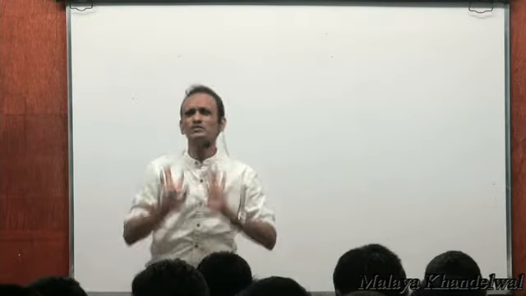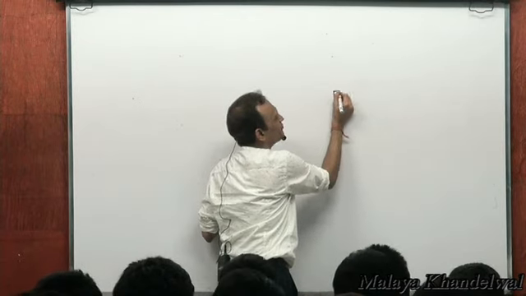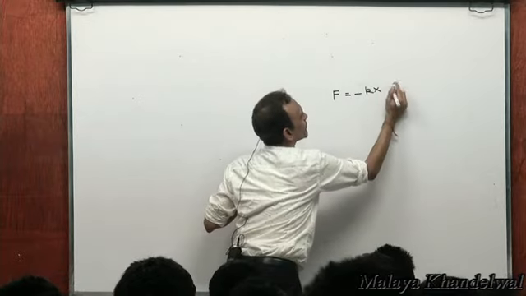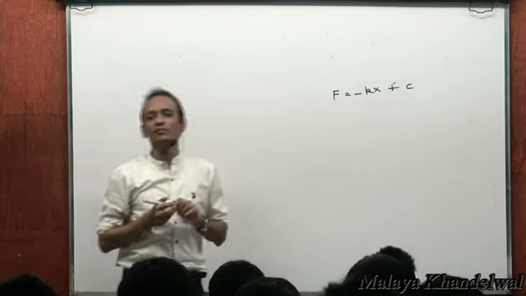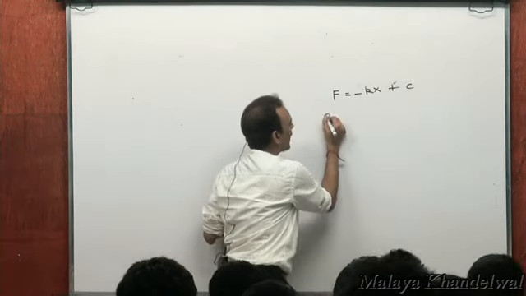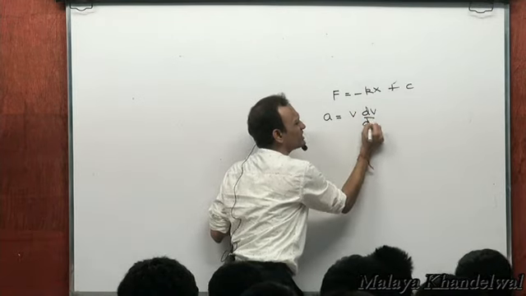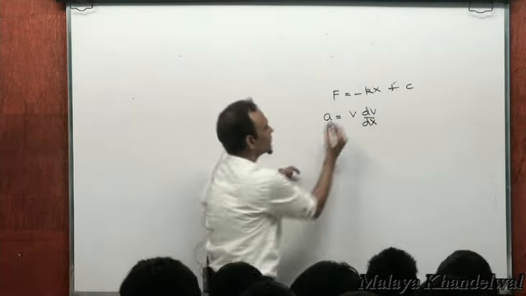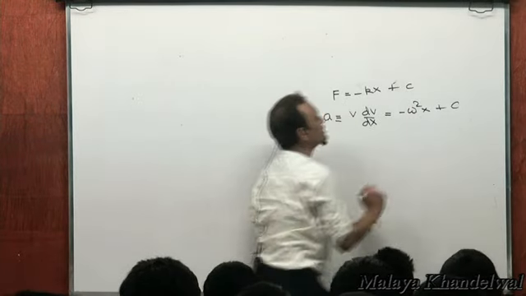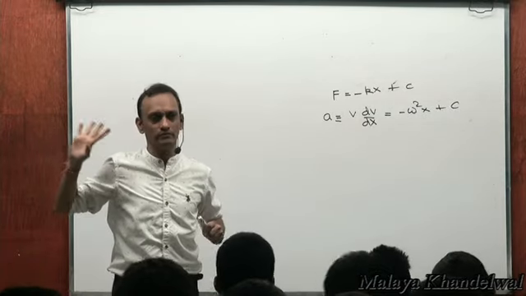In the sense, this is what I mean. The moment I have F equal to minus kx plus c, I can conclude that the motion is simple harmonic with omega being root k by m. Or if I had acceleration, which is v dv dx, do you realize acceleration is v dv dx, as minus omega squared x plus some constant, then the motion is simple harmonic with angular frequency being omega. Right?